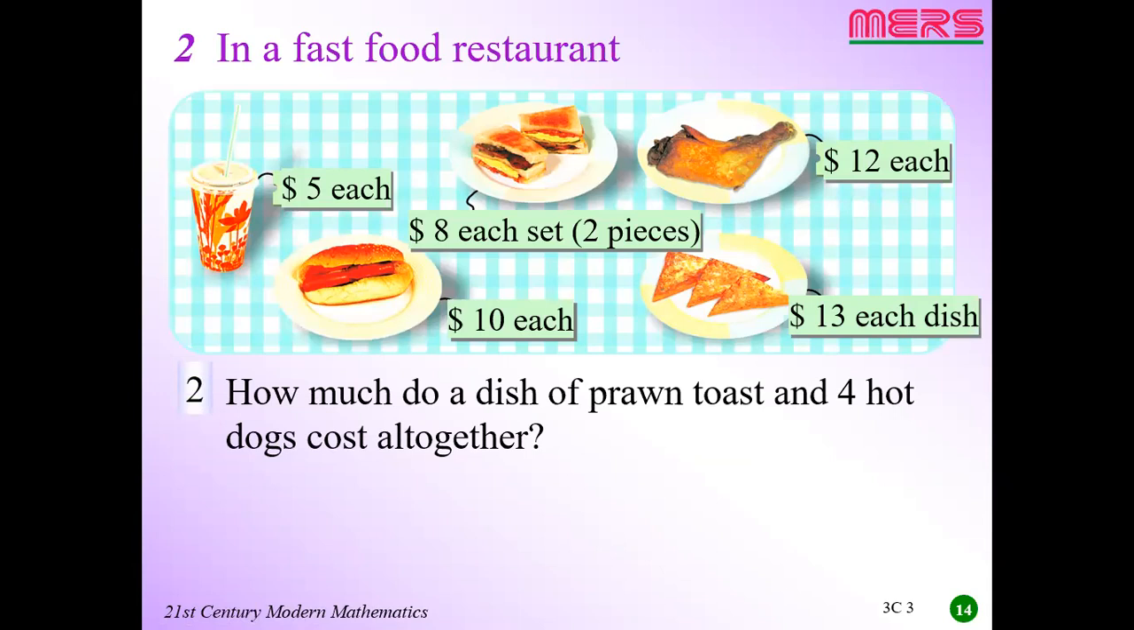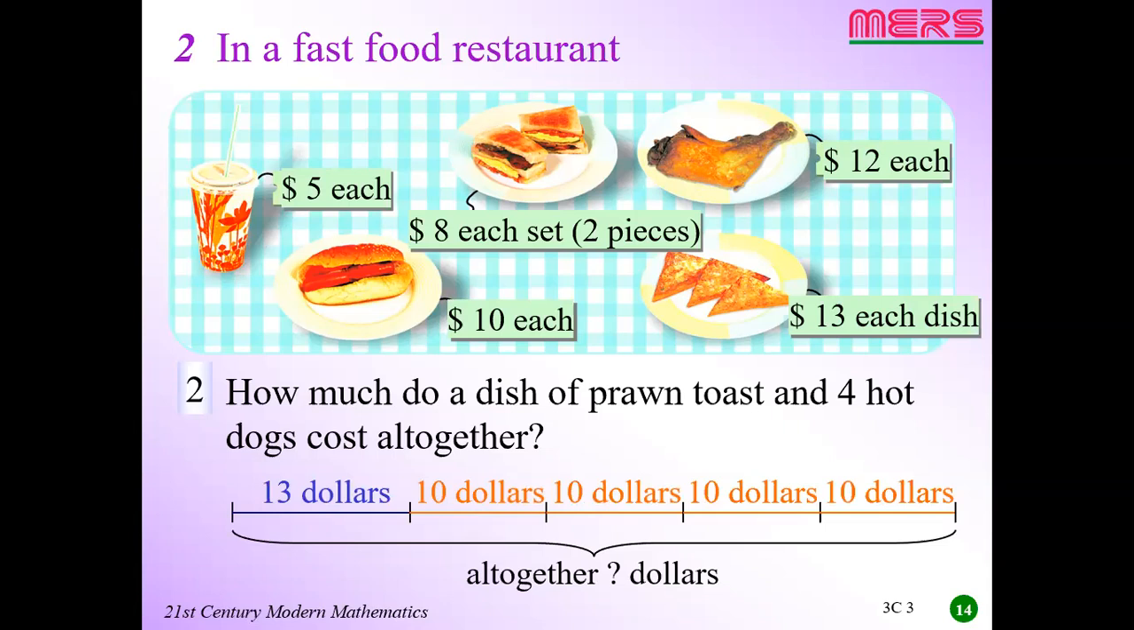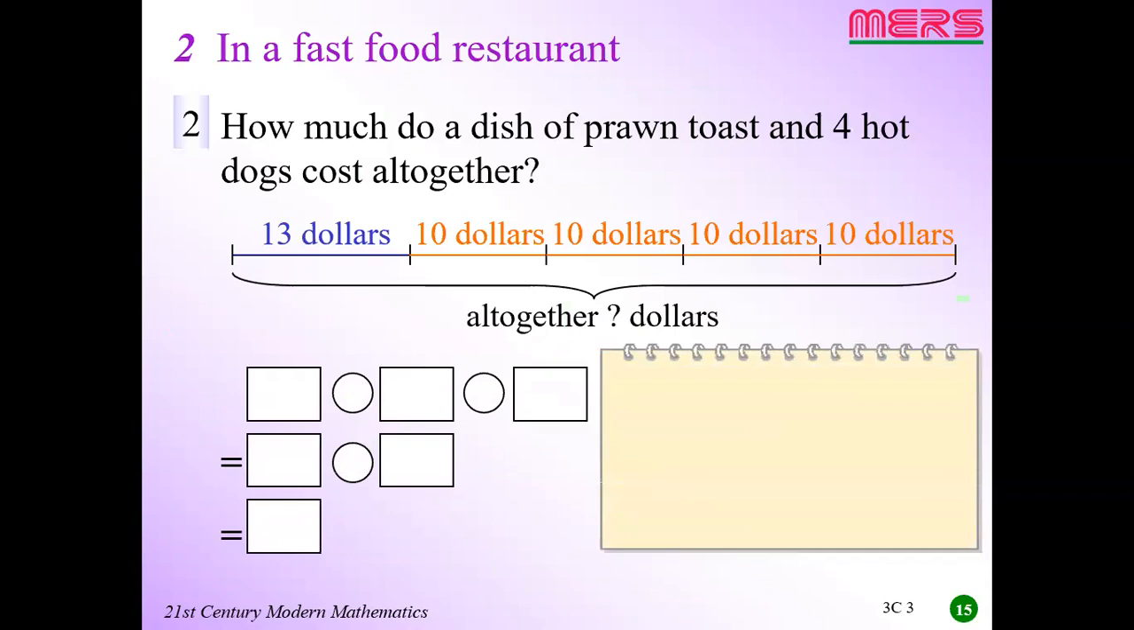Question number 2. How much do a dish of prawn toast and 4 hot dogs cost altogether? Look at the diagram below. Okay, for this part, I would like you to try the number sentence first. You will be given some time to write down the number sentence here. Okay, let's check our answers together.